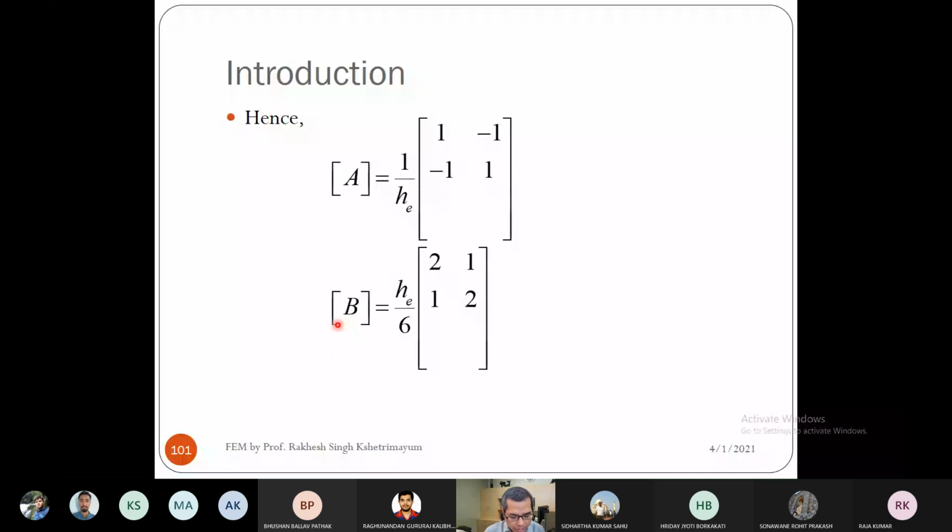For B, you have seen that BLL or BRR would become IC by 3, and the off-diagonal term BLR is IC by 6. So if I take out IC by 6 as common, then the diagonal terms, which were IC by 3, will become 2, 2 here, and the off-diagonal terms 1, 1. So IC by 6 times [2, 1; 1, 2].